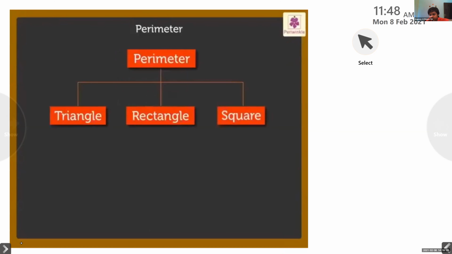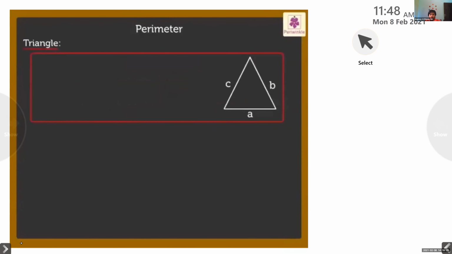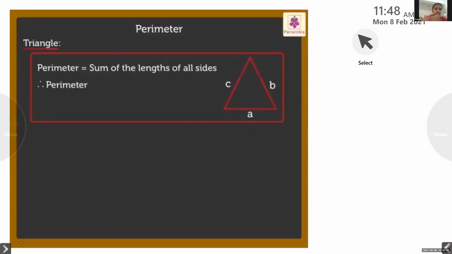Let's start with the triangle. A triangle has three sides: side A, side B, and side C. To find the perimeter of a triangle, we add the lengths of all its sides. Thus, perimeter of a triangle is equal to A plus B plus C.